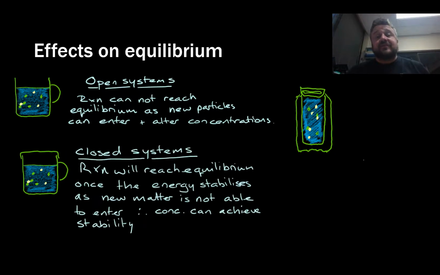In a closed system, the reaction is able to reach equilibrium, and the reason it can do this is because the energy equilibrates with the external environment. So we get an external equilibration, like the temperature will become the same as the environment externally to it, and matter is not able to be added or subtracted. So the concentration itself can achieve stability.